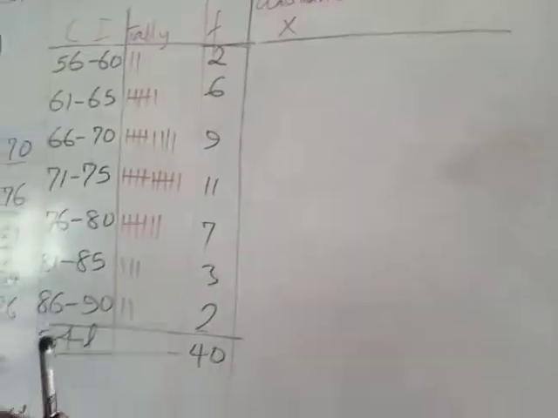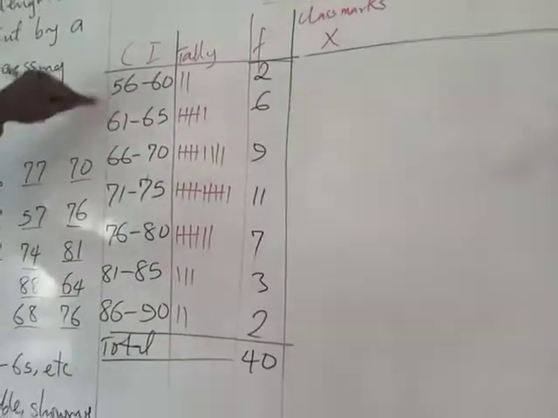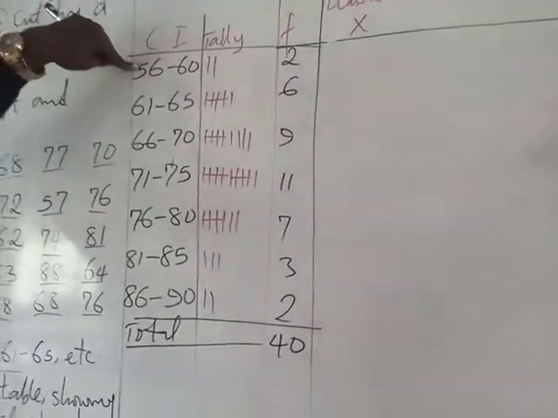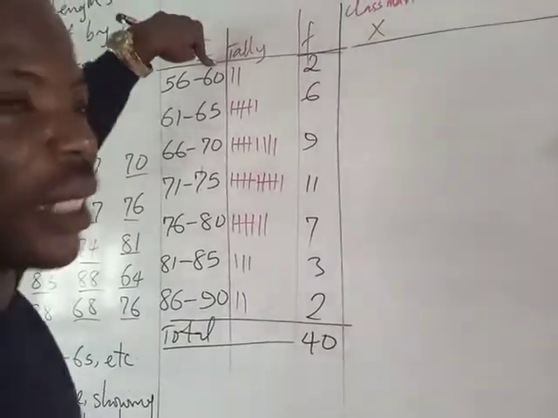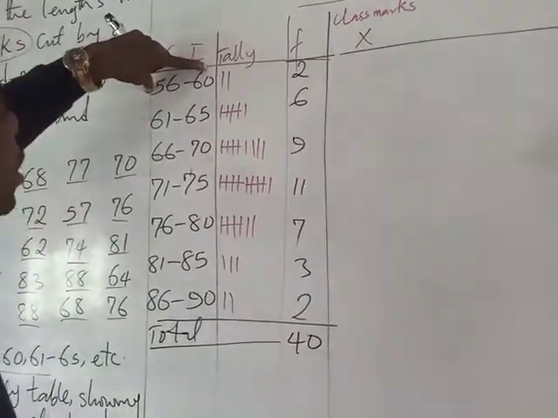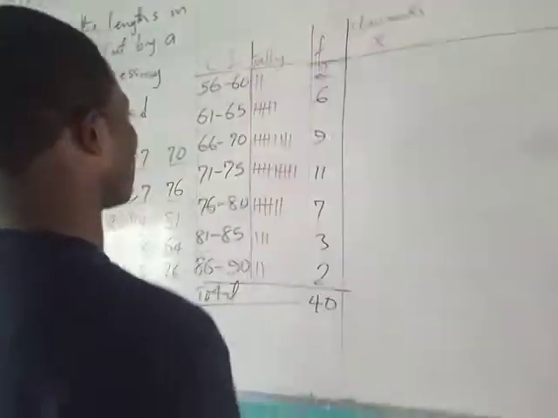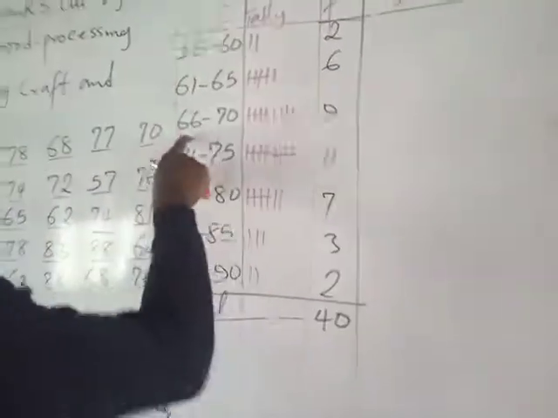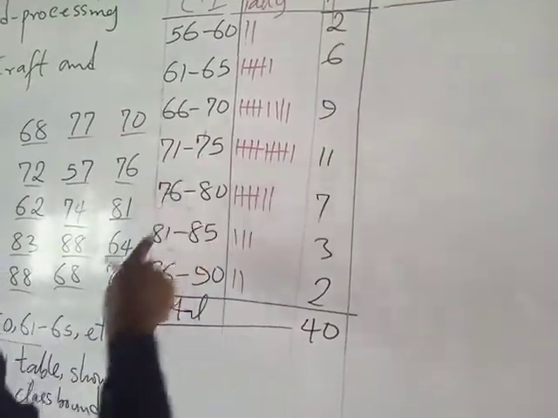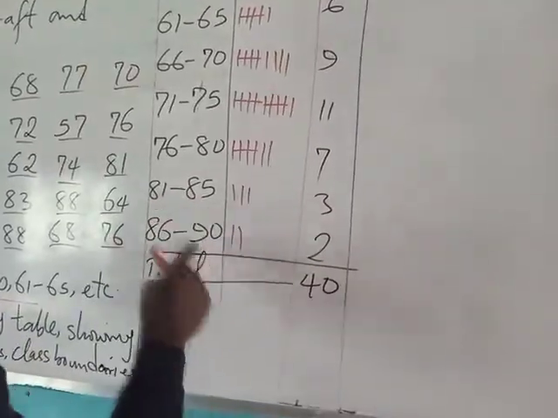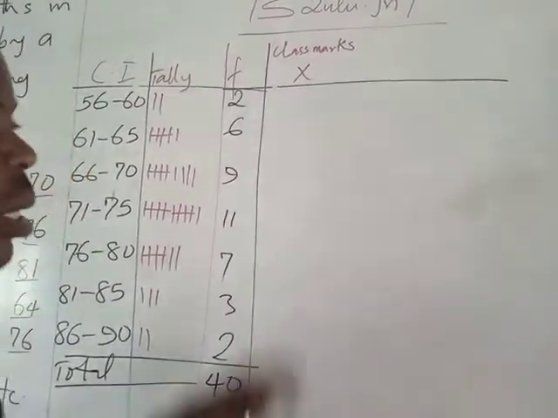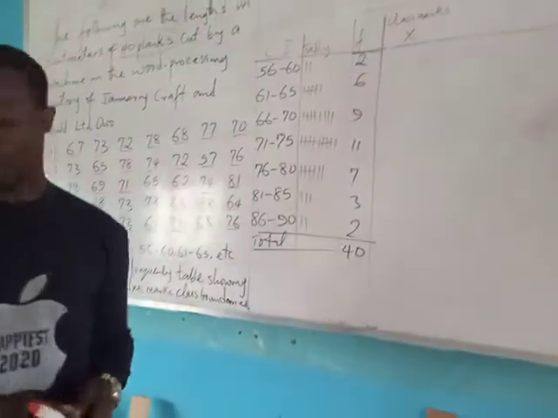So how do we get the class mark? We just add the lower and the upper class interval. We add it together and we divide the total by 2. So this plus this divided by 2, this plus this divided by 2, and so on. So we have the corresponding value here.